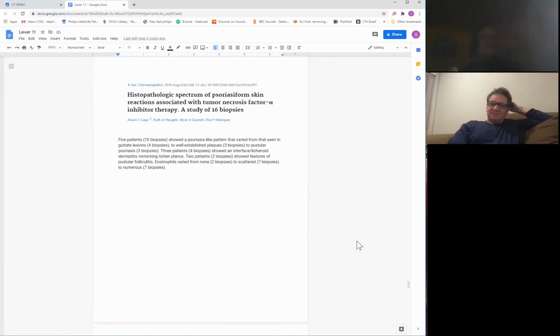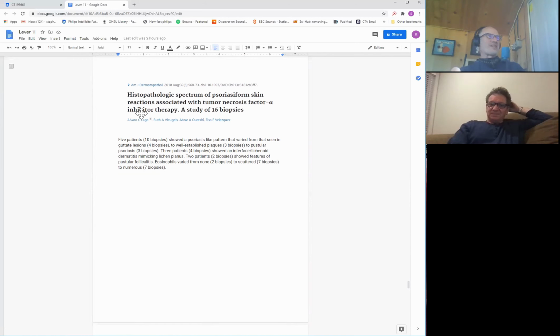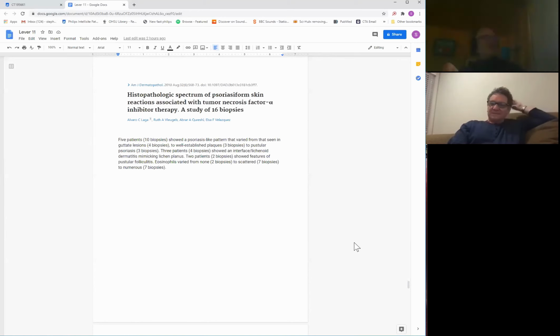Well, again, broken record, there's a histopathologic spectrum, which shows, as you would expect, a psoriasis-like pattern in established plaques, and pustular psoriasis-like findings. Some patients had an interface or lichenoid dermatitis mimicking lichen planus, pustular folliculitis, and eosinophils from none to numerous. So there you go again.